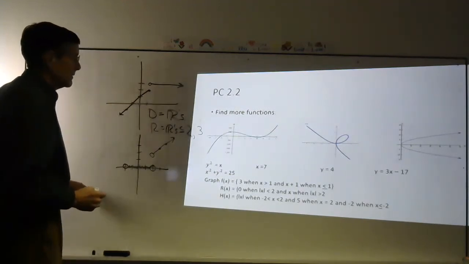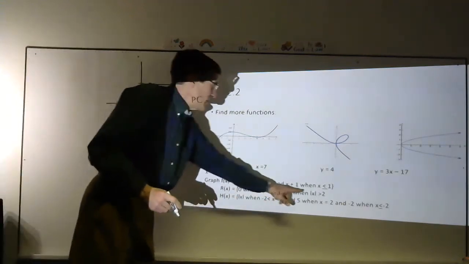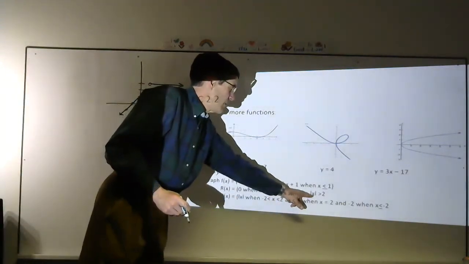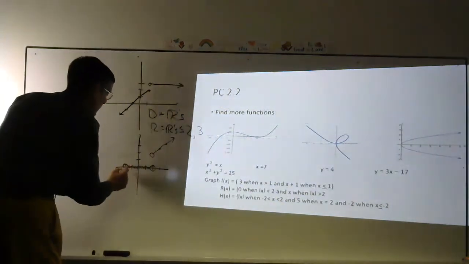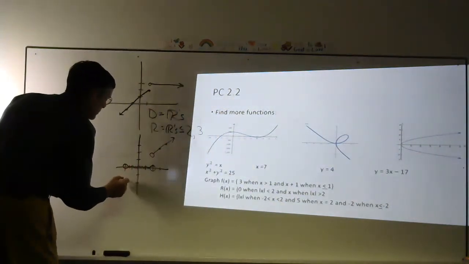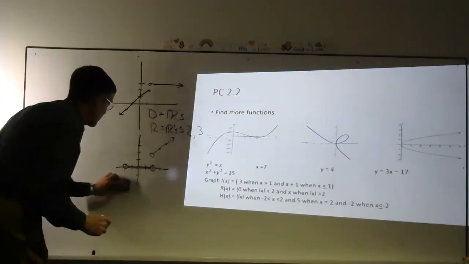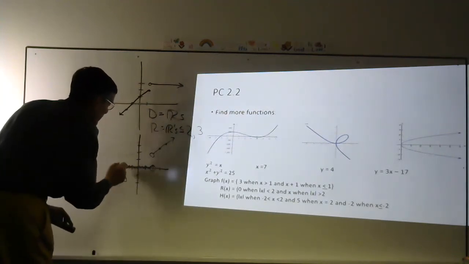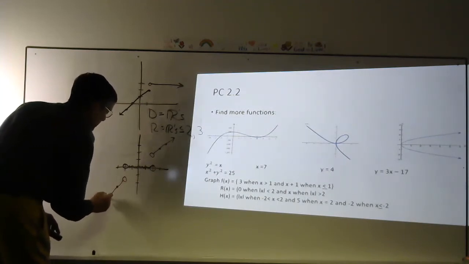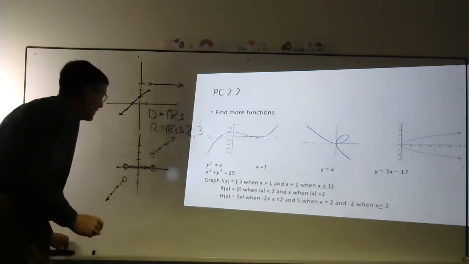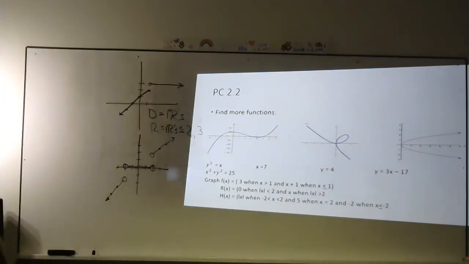Now, how about on the negative side? Can I use -2? No, I'm not, but I'm going to do it anyway and put a hole at -2. So -2 goes to -2 with a hole. -3 goes to -3. -4 goes to -4 because it goes to whatever x is. And there is the graph.